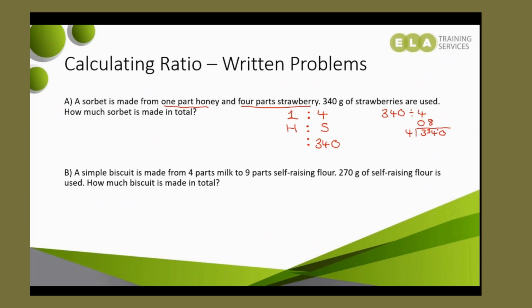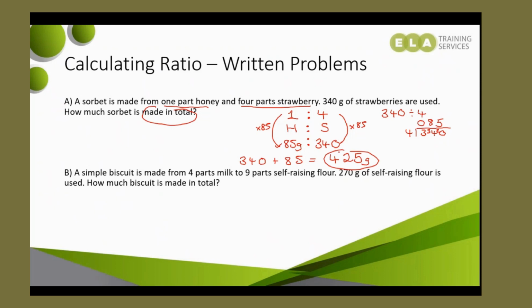8, 2 left over. 4 into 25. So we know that 1 part is 85. So we times that by 85. Then it becomes 85 grams of honey. We then add those two together because it wants how much is made in total. Gives us 400 grams.